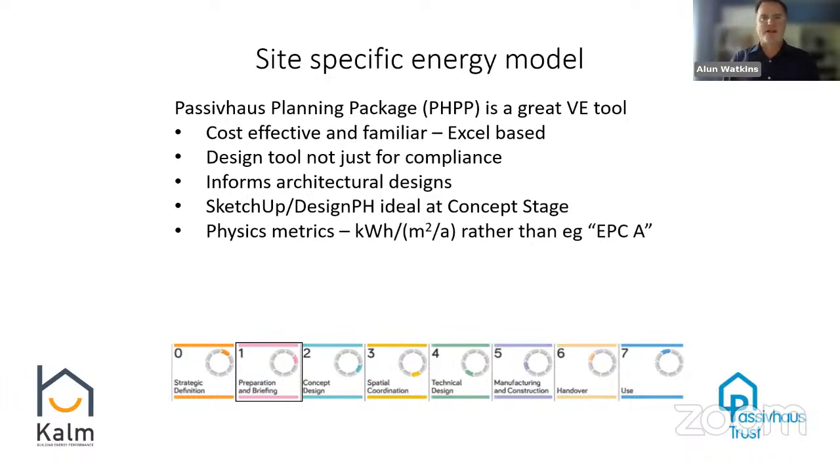We're really talking about the physics metrics. The key one being space heating demand, looking at kilowatt hours per meter squared per annum, rather than some kind of extrapolated concept such as EPC rating, which is a little bit impenetrable sometimes. There's a bit of confusion about what that might mean. EPC rating and SAP change periodically, but a kilowatt hour is always a kilowatt hour.